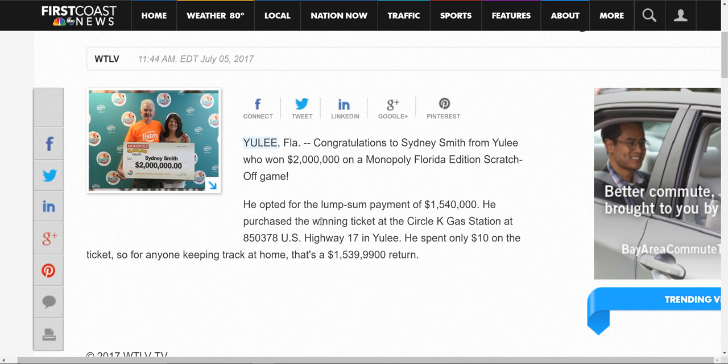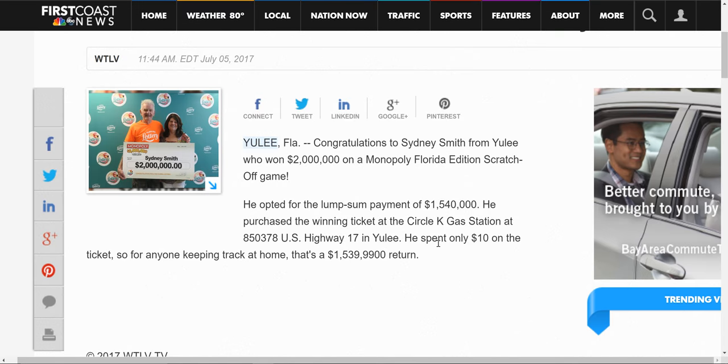And he didn't want the annual payments. Usually if you win a big lottery jackpot, you get it paid out annually for 30 years. So each year you get like X amount of thousands of dollars until it's paid off. But he wanted the lump sum, so he got $1,540,000. Lump sum payment today.